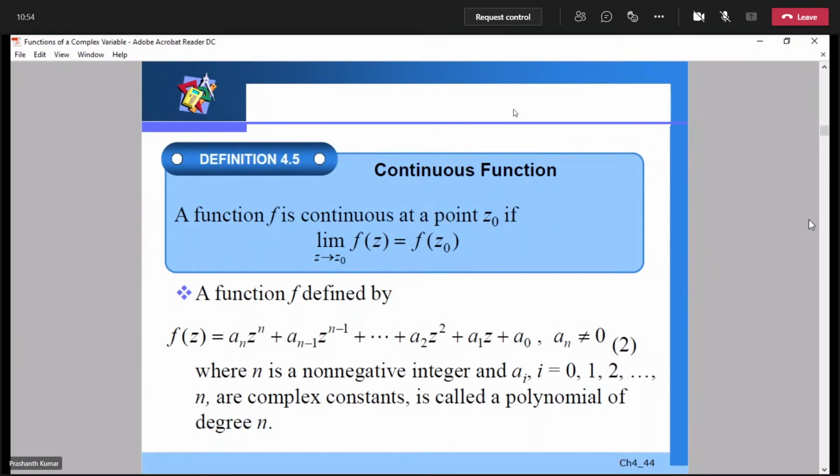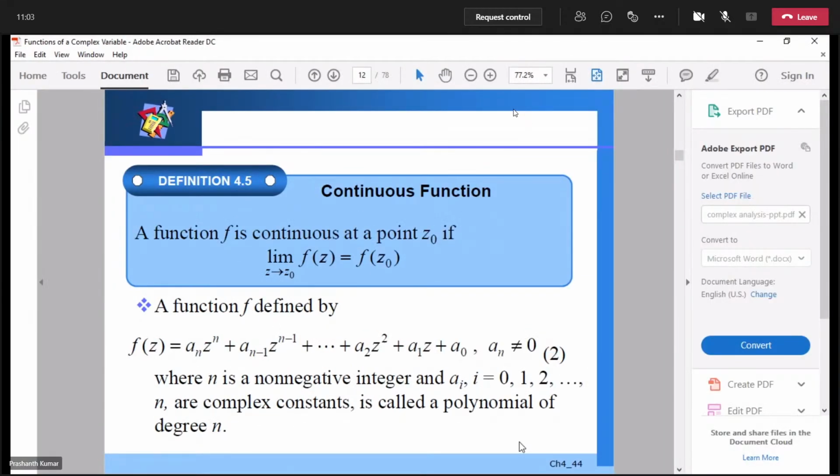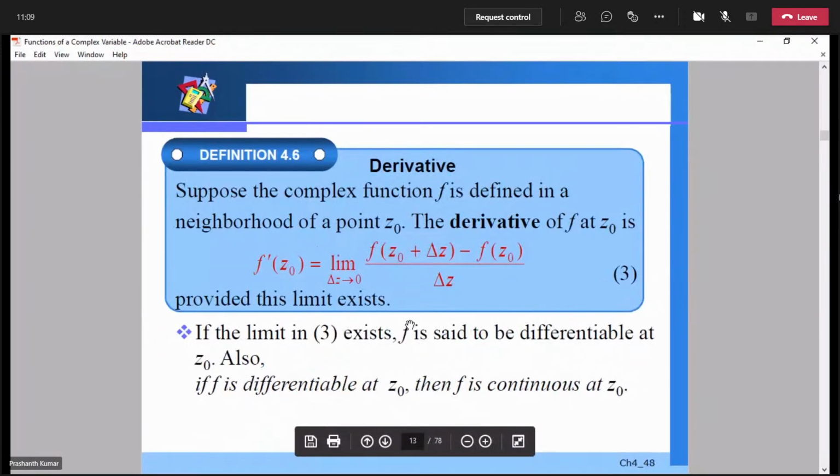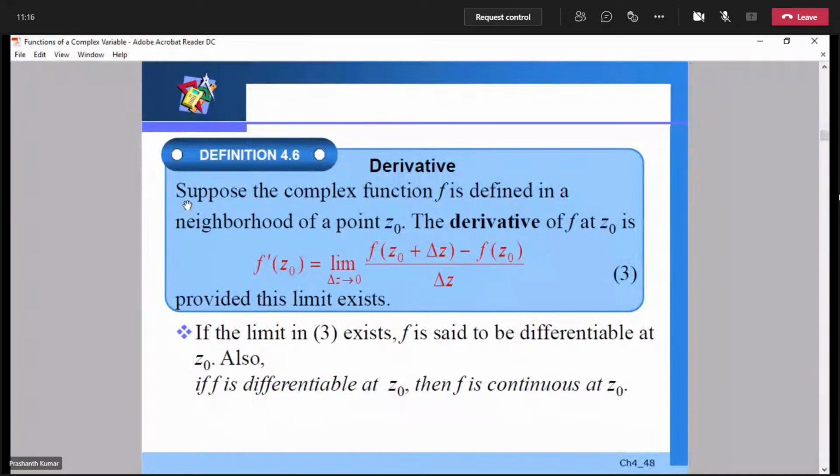Today's class I am discussing the derivative of the function of a complex variable. All of you please write down. Suppose the complex function f is defined in a neighborhood of a point z naught.